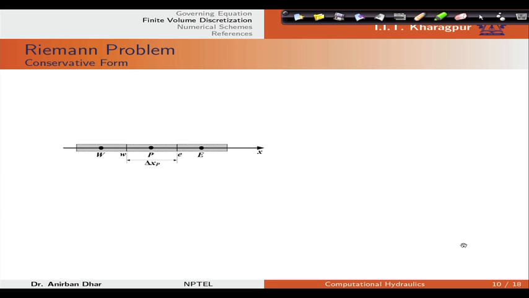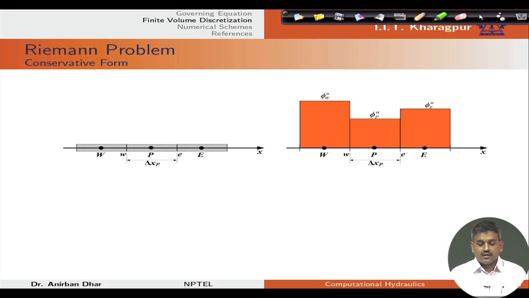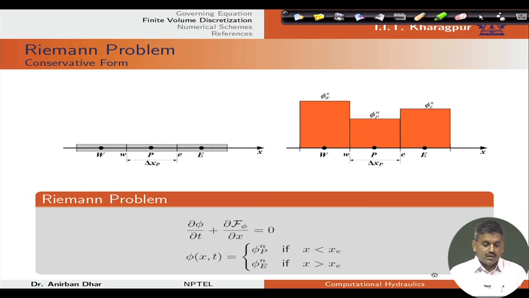Riemann problem, this is the conservative form. We already know that we have P cell, W cell, E cell. Now, at each cell there will be different cell averaged values. So, the Riemann problem essentially comes at the interface, where let us say we are considering this east face.